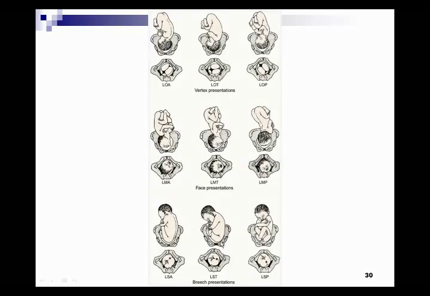Now here we can see, again with the S, if it's straight on the line and facing toward her left side, it's LST. If it's facing toward the front like here, it's her left anterior, but it's the sacrum, so it's LSA, LSP. And it's the same with the mentum, which is the chin, if it's a face presentation.